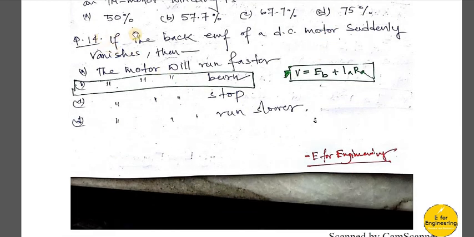Next, if the back EMF of a DC motor suddenly vanishes, then the motor will burn. It is because the voltage is equal to back EMF plus IaRa. If Eb is equal to 0, then I becomes very high and the motor will burn.